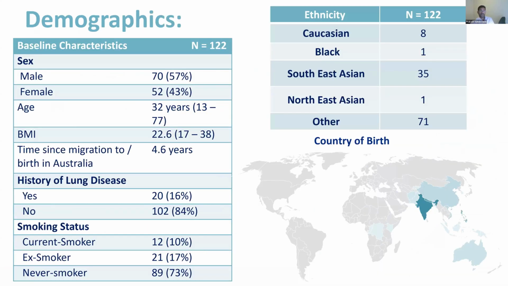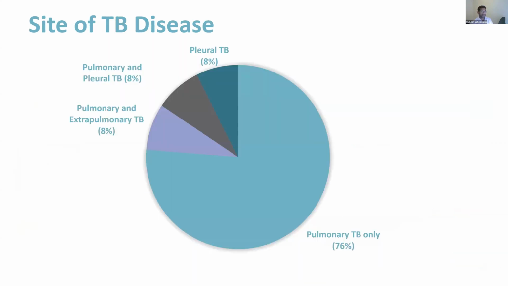So in total, we had 122 patients, the majority of whom were male, and tended to be younger with a median age of 32. The population was otherwise reasonably healthy, with only 16% having any prior history of lung disease, and the majority of patients had never smoked. So in general, it was a relatively clean population beyond the history of treated tuberculosis. In terms of ethnicity, over half of the patients fell into the other category, hailing from the Indian subcontinent and surrounds. All patients had fully sensitive tuberculosis that was treated successfully with standard multi-drug tuberculosis therapy.